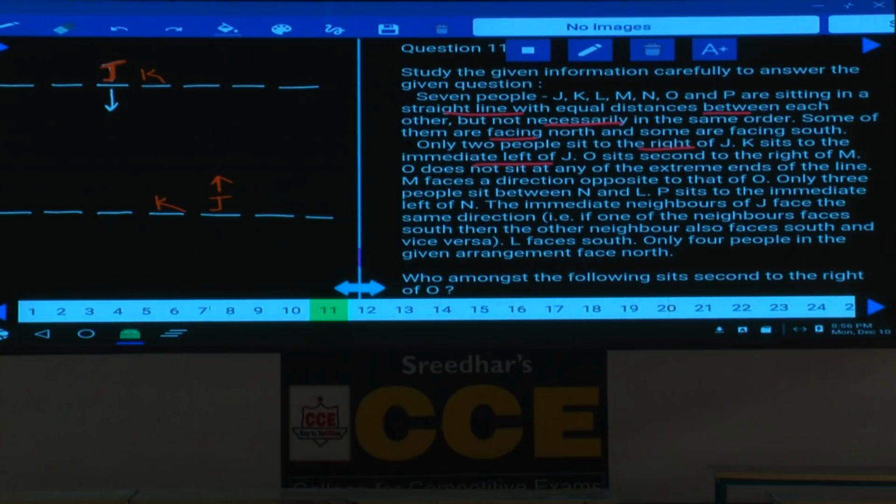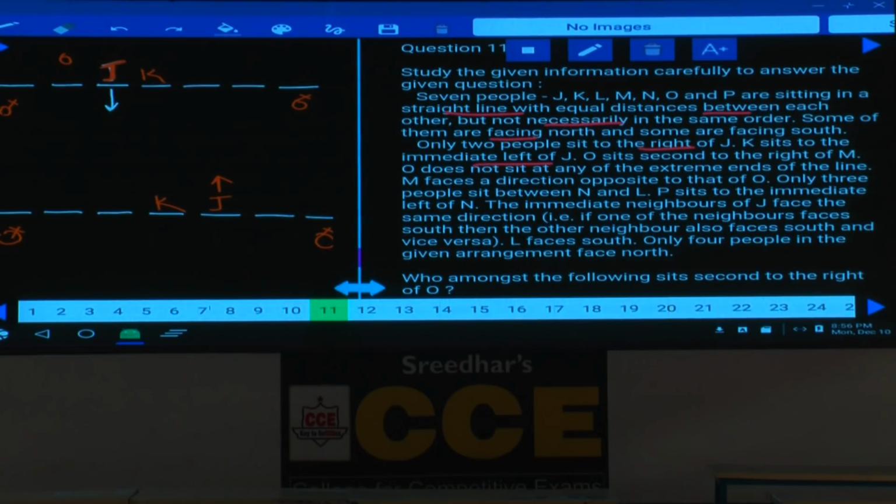O is not at any extreme ends of the line. Now, O cannot be at this place, O cannot be at this place. Then what is the other information here? O sits second to the right of M. Now tell me whether O can be here. O cannot be here. If O is here, M and K must be in the same place, which is not possible, isn't it?